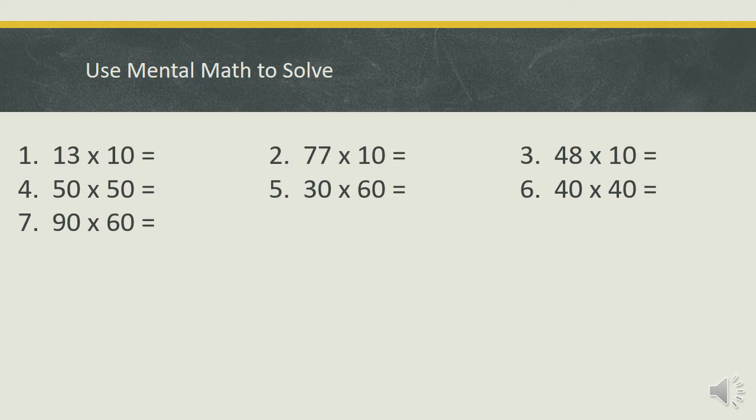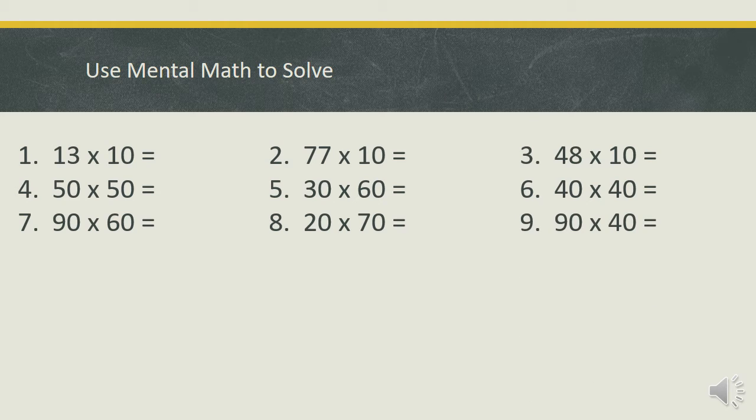And let's go on to number 7. 90 times 60. Oh, 9 times 6. What's 9 times 6? Write it down. How many zeros? Get your zeros in there. All right, let's try number 8. 20 times 70. 2 times 7. Annex your zeros. Write your answer. And let's go on to number 9.